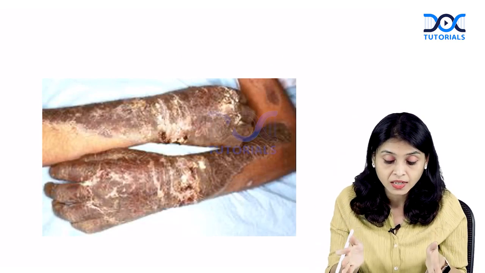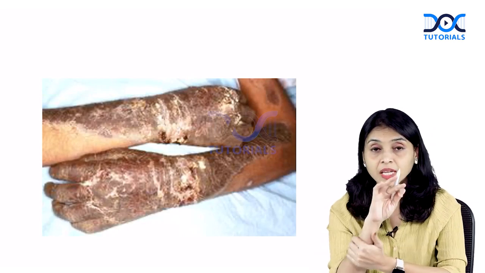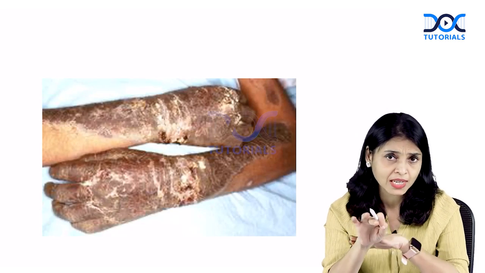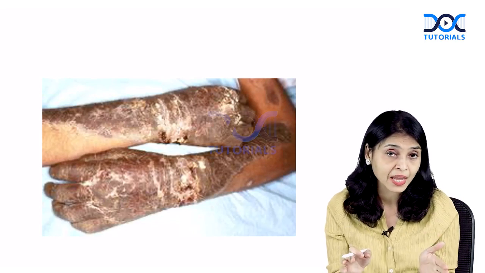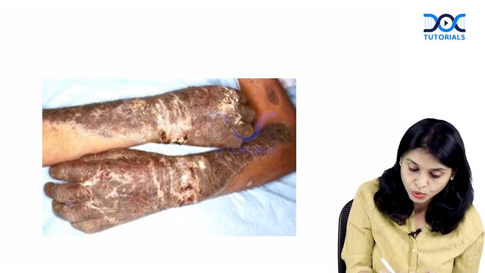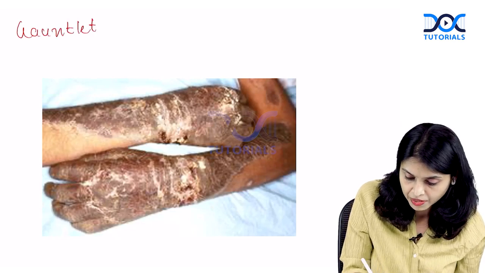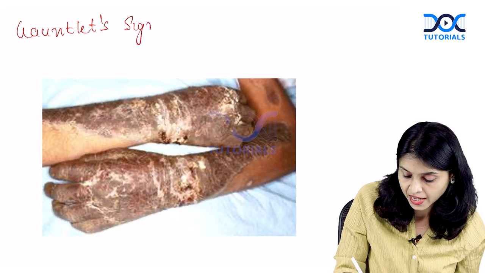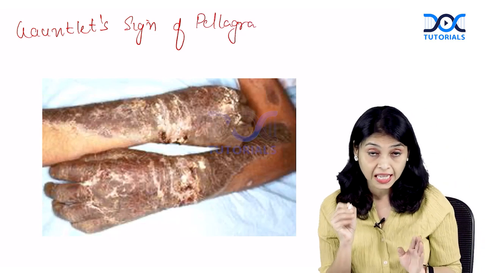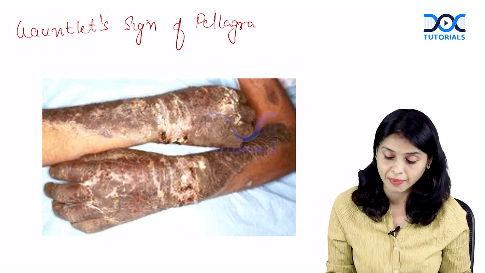leading to a condition like this. What you see here is known by a name. This looks like the metallic glove that, you know, the soldiers used to wear. What is it known as? This looks exactly the same, so the glove is known as gauntlet. Okay, so this is known as gauntlet. Gauntlet sign of pellagra, seen in certain cases of pellagra. Okay, gauntlet sign of pellagra.